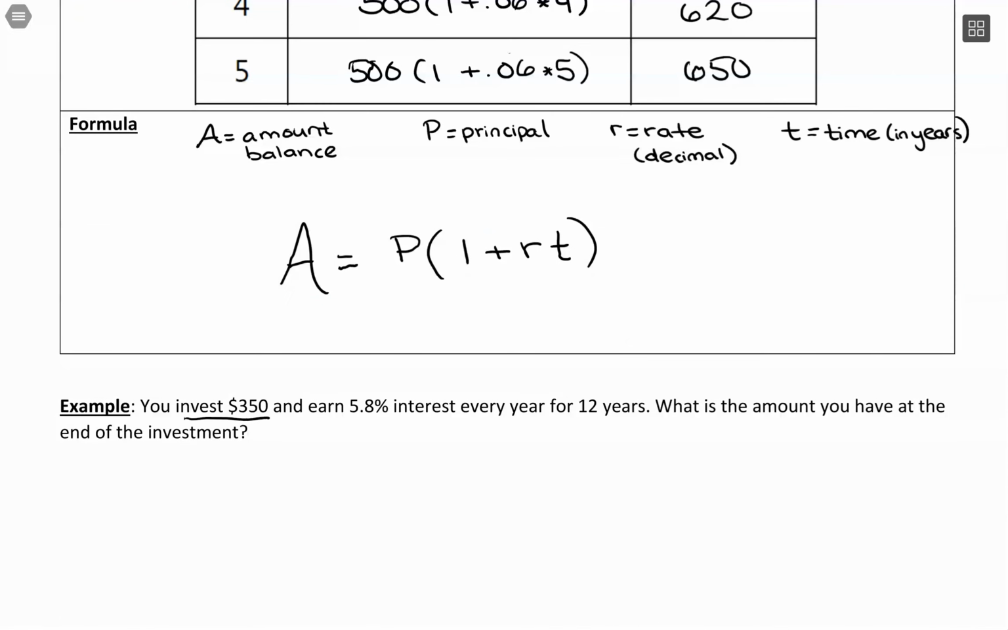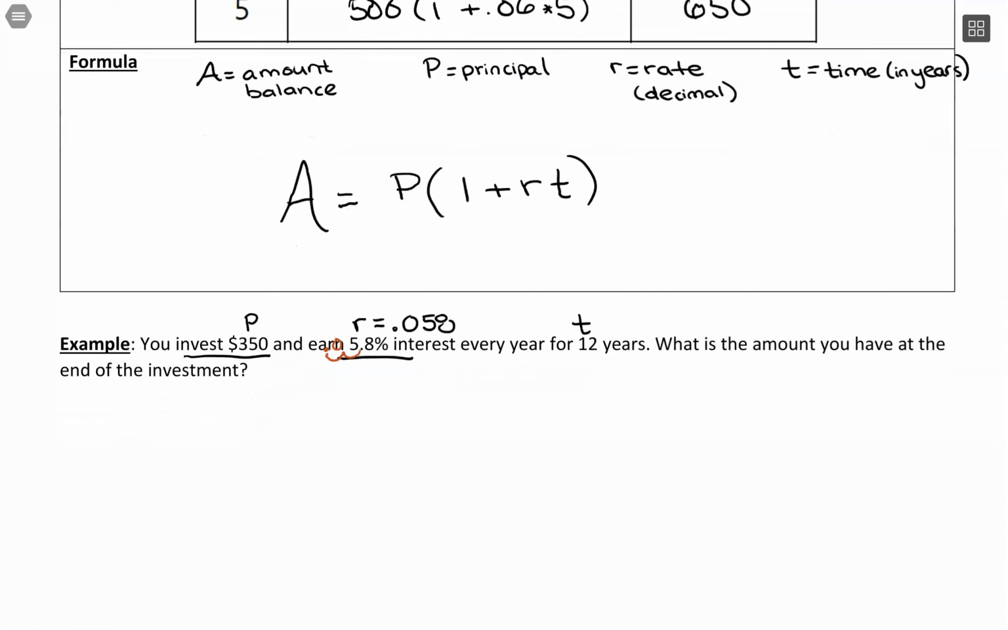We are investing $350, so that's going to be our initial amount. And we're earning 5.8% interest every year, so that's our rate. And just be sure to change that to a decimal, which means pick up that decimal place and move it to the left twice, or you could think of dividing by 100, but this should be 0.058. And then for time, we have 12 years, and what we want to find is the balance of this account. How much do we have after 12 years?